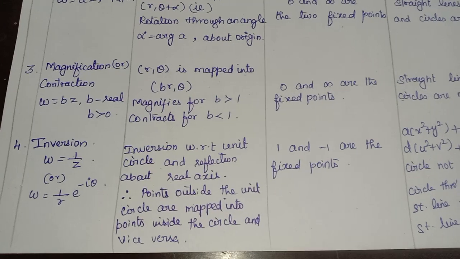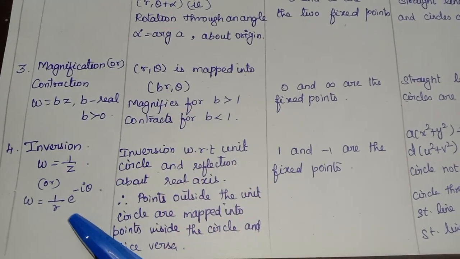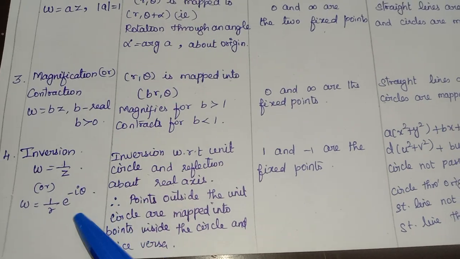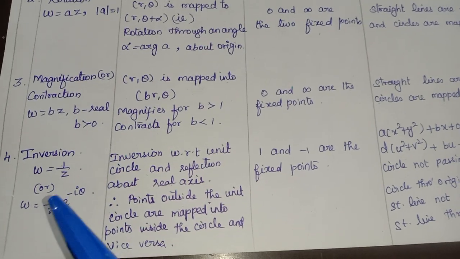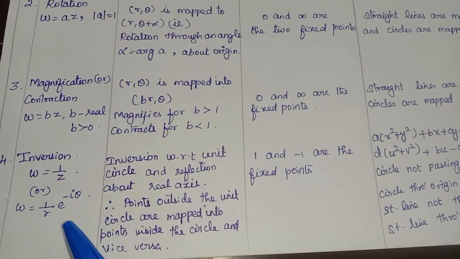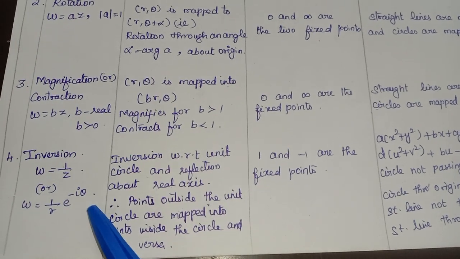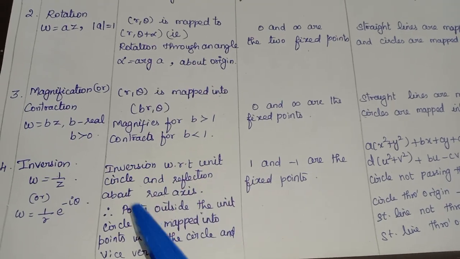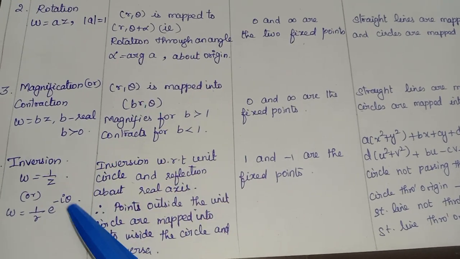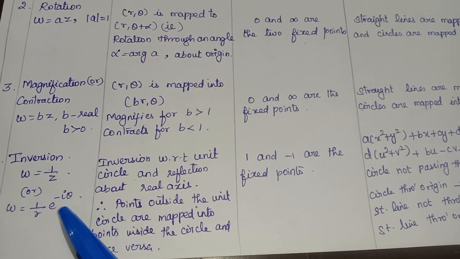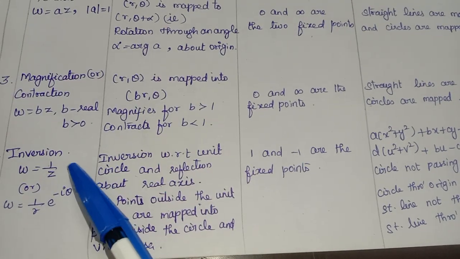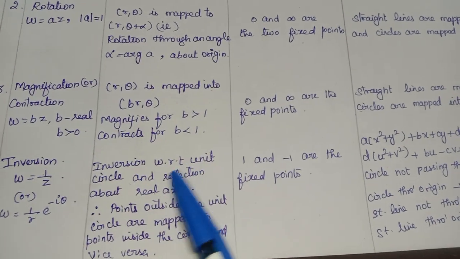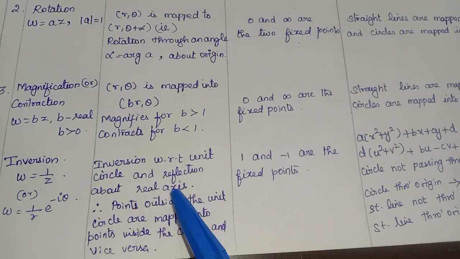Inversion means w equal to 1 by z, or in polar coordinates we can write it as 1 by r into e power minus i theta. By looking at this you can understand it changes both the magnitude as well as the orientation. So it changes everything. Okay, so what is this inversion? Inversion is with respect to the unit circle, because e power i theta becomes e power minus i theta and r becomes 1 by r. So it represents inversion with respect to the unit circle and reflection about the real axis.